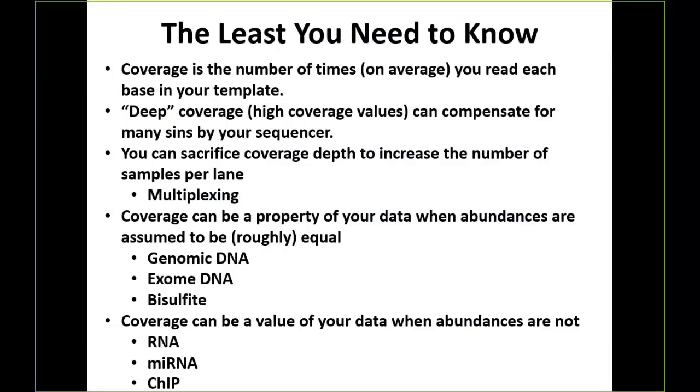Coverage can be a property of your data sometimes. When you assume that abundances are roughly equal, for example in genomic DNA, if I get twice as many reads in a genomic region, I'm going to guess that I probably have a sequence duplication there, or at least a copy number variation.